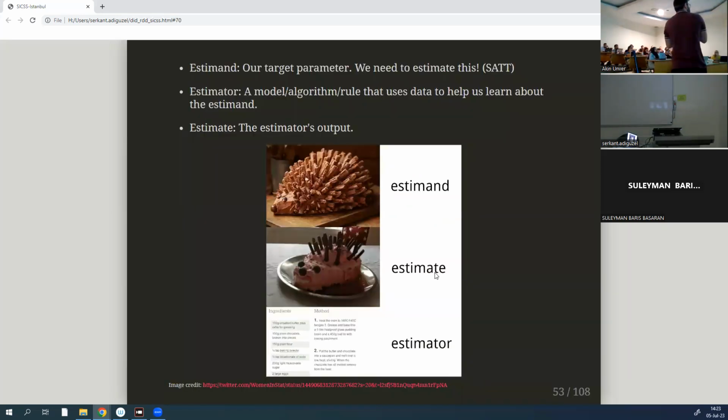So that's the estimate. The estimate here is the average treatment effect on the treated. And we're going to have an estimator in this case, right? That's just the recipe: how are you going to estimate that? In this case, it's going to be the DID, but you can also use other things. Those are just the jargon, so have that picture in mind whenever people talk about estimate and estimator. All right. Any questions?